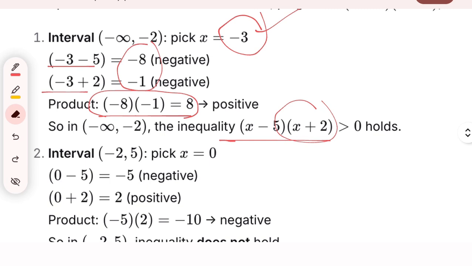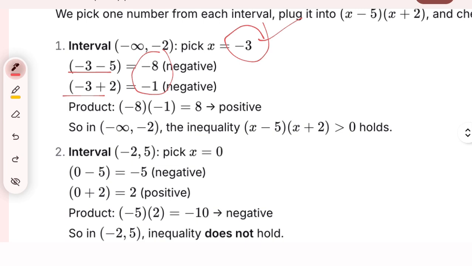So, therefore, in negative infinity, so in the first interval of negative infinity to negative 2, the inequality is indeed greater than 0. So it is correct. Right? Because negative 8, or positive 8, is indeed greater than 0.